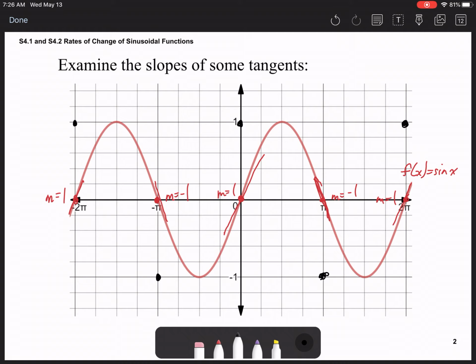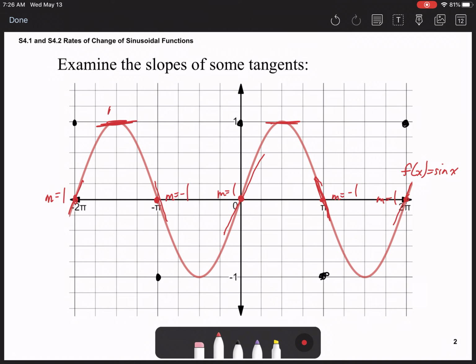Also, looking at the original function, slopes at the maximums are 0. Slopes at the minimums are also 0. That is one of the definitions of local maximum or local minimum. So we're going to use those values as the zeros for my new graph. And now we're going to draw a curve that goes through all these points as best as we can.